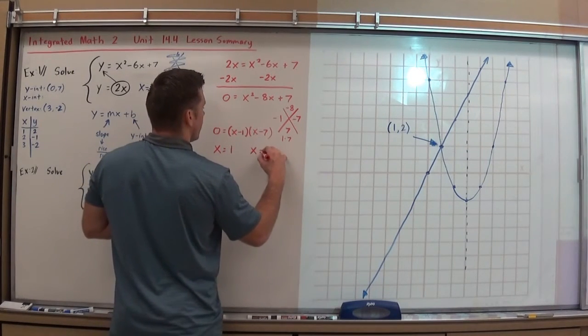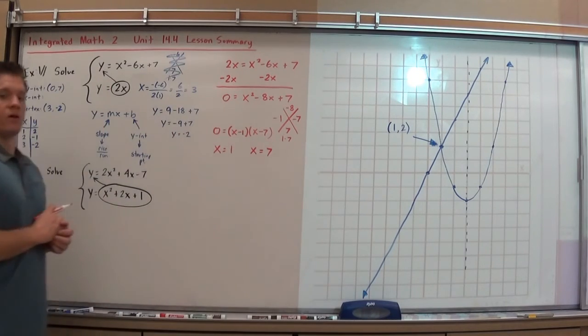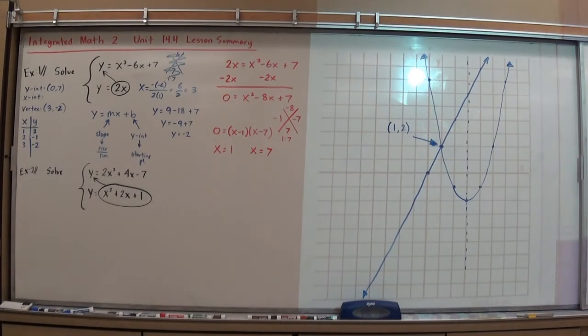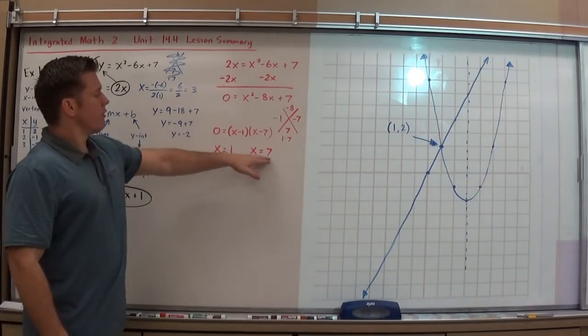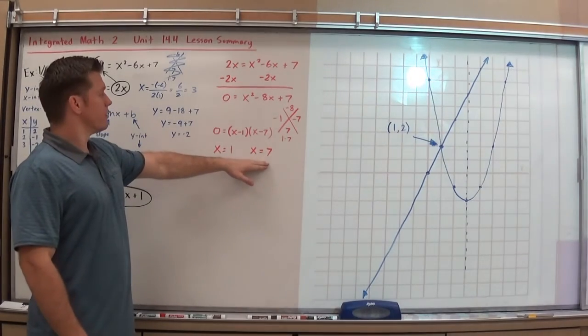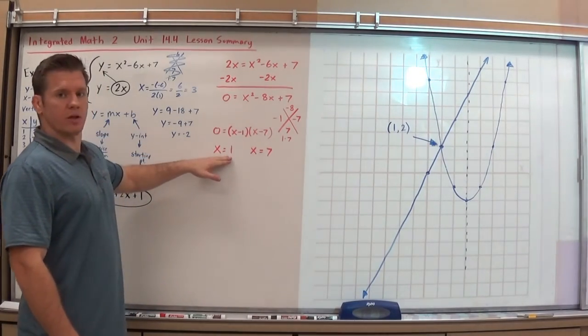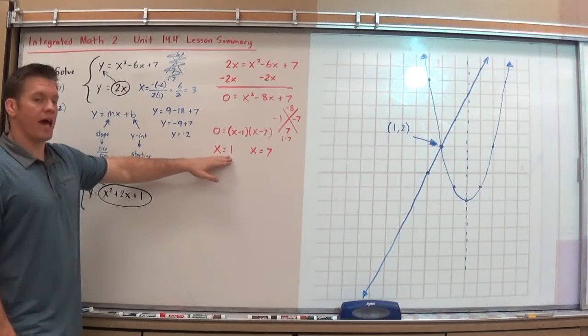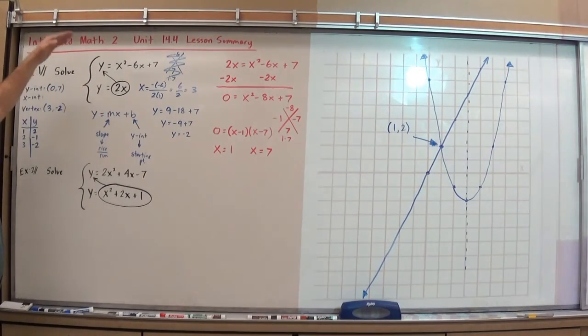X equals 1 and x equals 7. So I have the two x values that work as coordinate points, but what I'm not done with is the y's. So how do I get the y's? Just like you did back in substitution days. Once you know the x, you plug it into one of the equations and get the y.